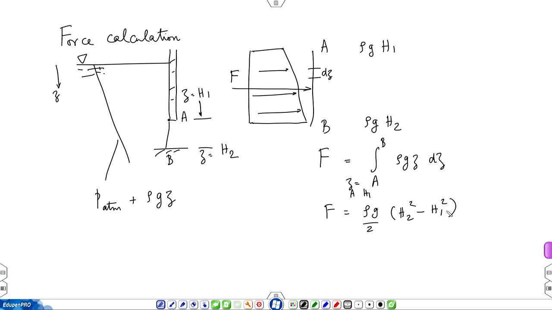We have taken the gate to be 1 meter normal to the plane of the blackboard. Okay. No, not, or I should say whiteboard. Okay. So, the units are Newton per meter.